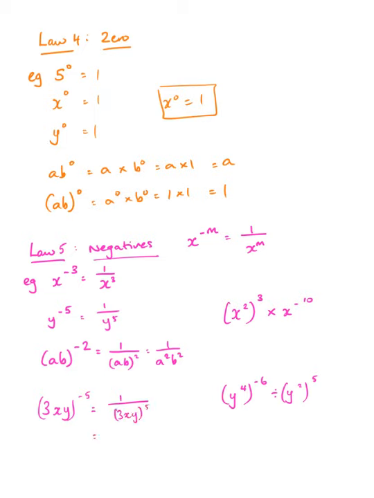And if we think about that bracket rule, that's going to be 1 over 3 to the power 5. So 1 over 243 x to the 5 y to the 5.